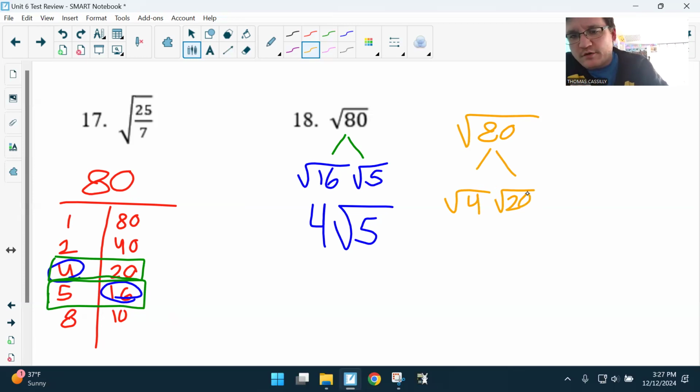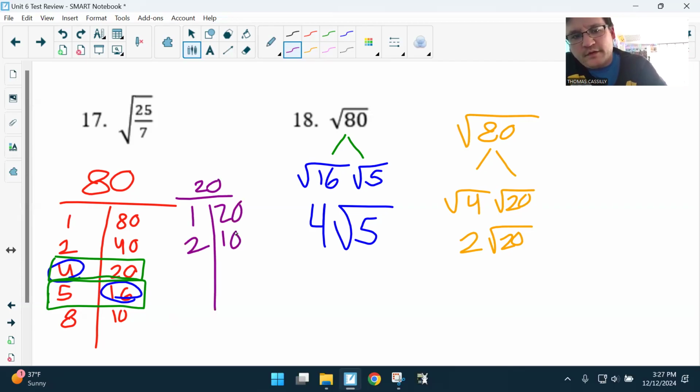So this square root of 4 turns into a normal 2. I got 2 times the square root of 20. All right, but if I look at 20 now, I got a 1 and 20. I got a 2 and a 10. And then I got a 4 and a 5. Right, and if you look at that one, I still have that perfect square factor of 4.